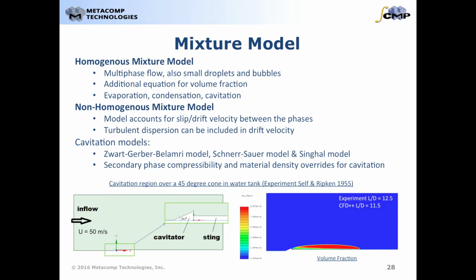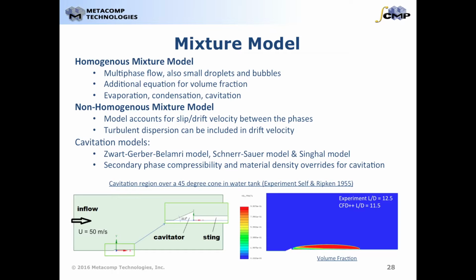The homogeneous mixture model for multiphase flows is a simpler model which solves one additional equation for the volume fraction. In this model, the relative motion between the phases is precluded. Small droplets and bubbles can be handled by the model. Evaporation, condensation, and cavitation can be modeled. A non-homogeneous version of the model, which accounts for slip velocity between the phases, is available. The effect of turbulence dispersion can be included in the drift velocity.